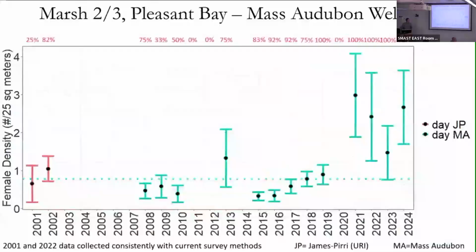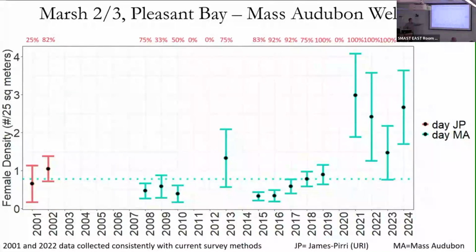Marsh 2-3, also in Pleasant Bay. There was talk earlier about crabs spawning in marsh habitat. That's what this is. It's one of the best spots we have in the state, and they're spawning in marsh grass. So there's a bit of a difference here from this figure than other ones. This is from Mass Audubon here in the blue. The red is from a study at URI done by a graduate student named James Peary.